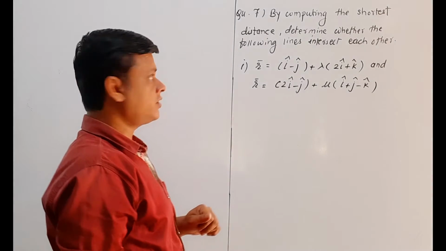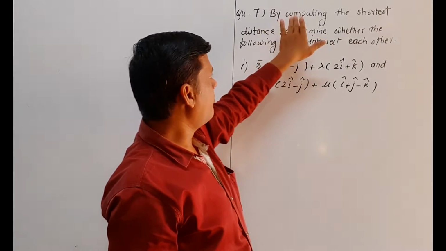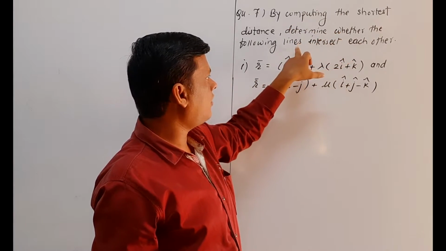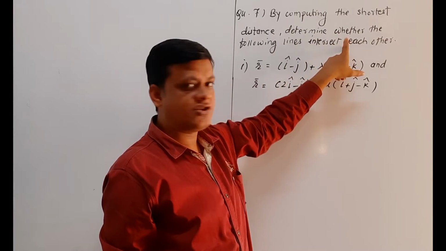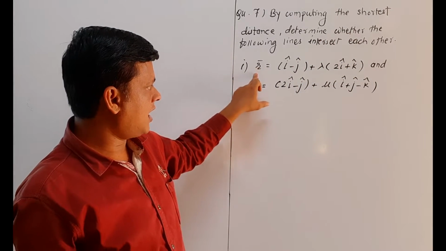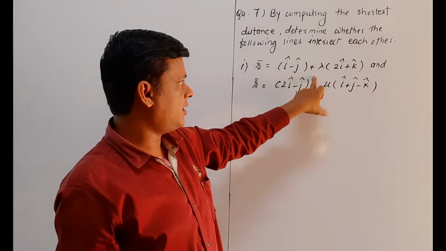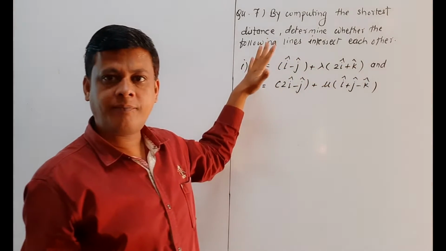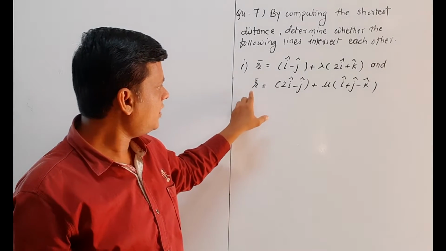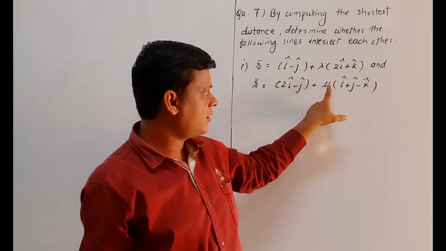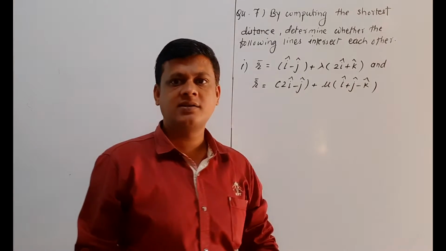Now say next question. By computing the shortest distance, determine whether the following lines intersect each other. So first sub question, r bar equals i minus j plus lambda into 2i plus k. This is the equation of the first line in vector form. And the second equation is r bar equals 2i minus j plus mu into i plus j minus k.